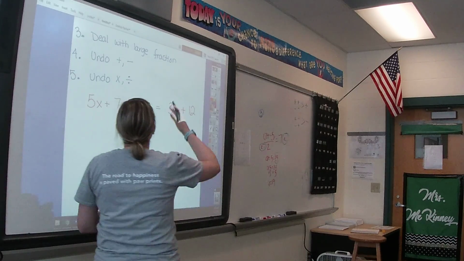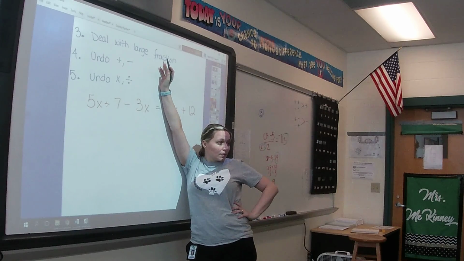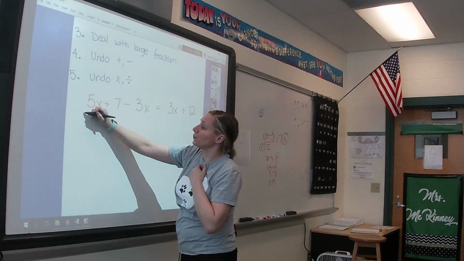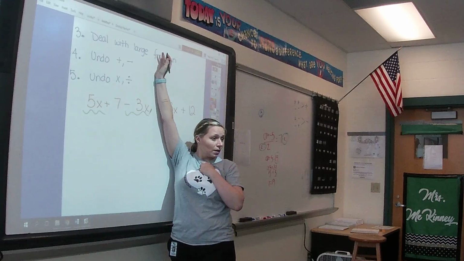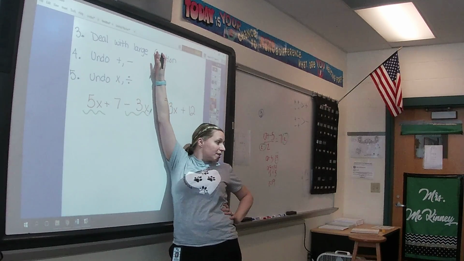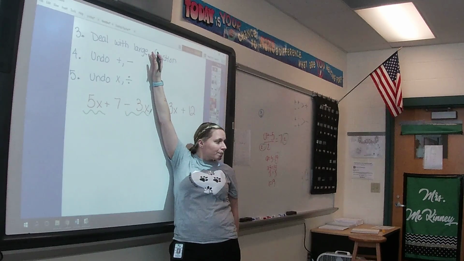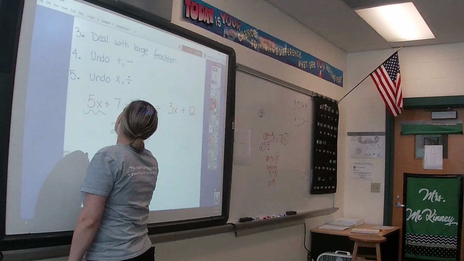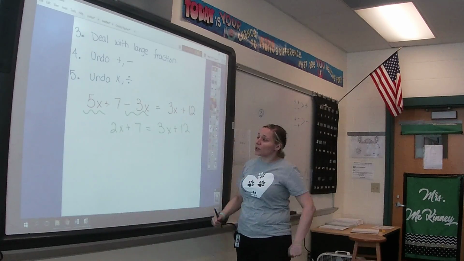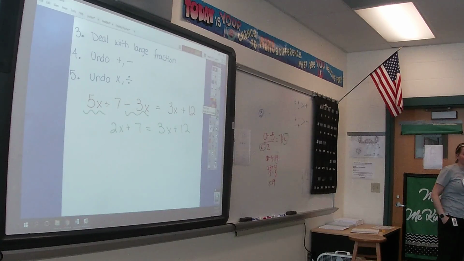So let's say we look over here on this side of the equal sign. Are there like terms to combine? Yes. So do we agree we can combine 5x and a negative 3x? Agreed? Yes. Are these on the same side or opposite sides? Same side, so we're going to get them together with the same sign. So what is 5x minus 3x? 2x. So we have 2x plus 7 equals 3x plus 12. Any other like terms we have to get together?